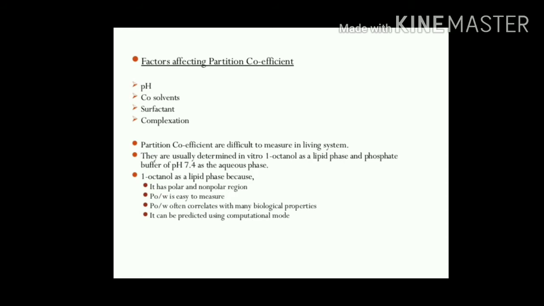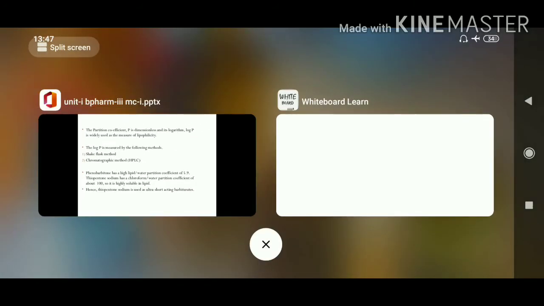The partition coefficient P is dimensionless and its logarithm, log P, is widely used as a measure of lipophilicity. The log P is measured by the following methods: the shake flask method, followed by the chromatographic method. So we'll see how it is measured by the shake flask method. Let's draw the shake flask method.